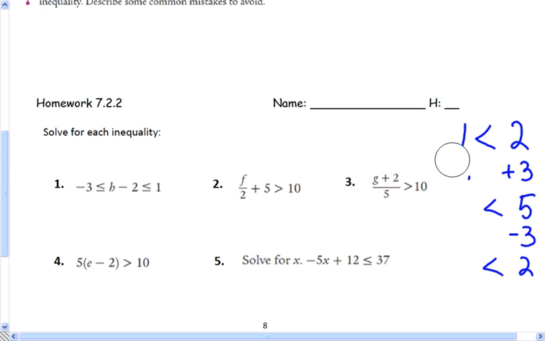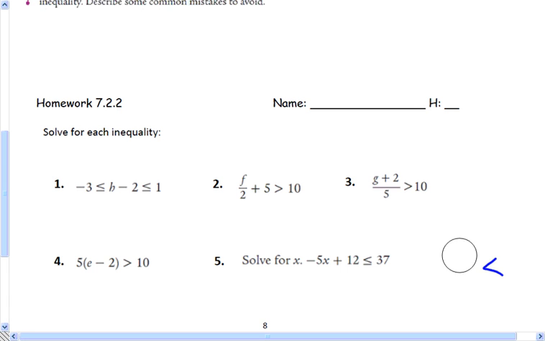But there are a couple cases where, let's check multiplication and division, see what happens. So we start again with 1 is less than 2. And let's say, what if I double both of these? So multiply both of these by 2. Then I get 2 and 4, and 2 is less than 4. That's true. What if I would have multiplied by negative 2?